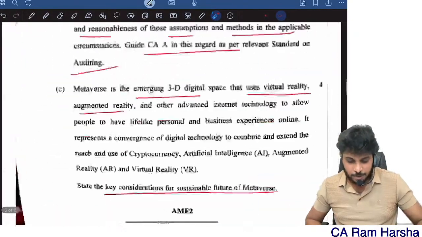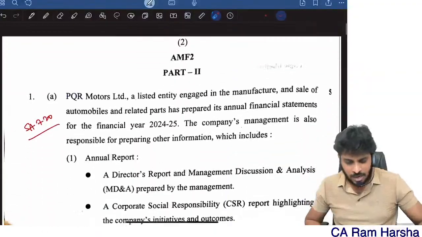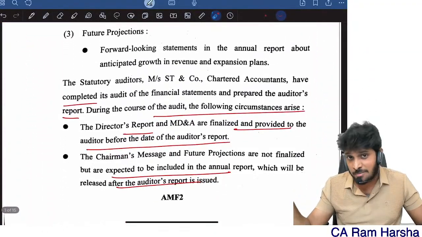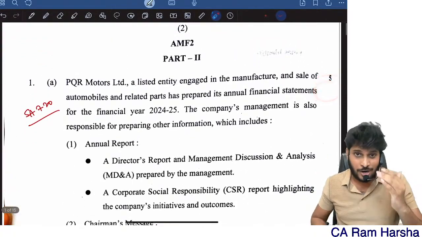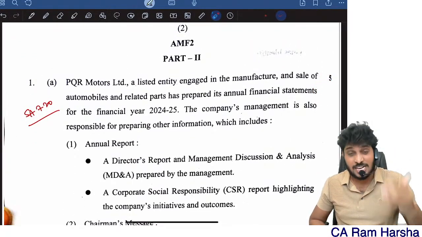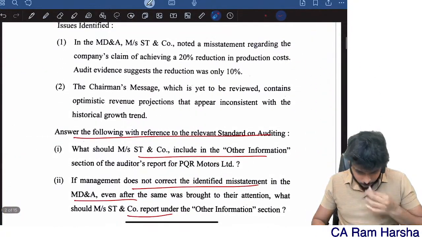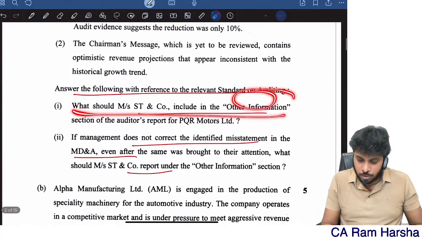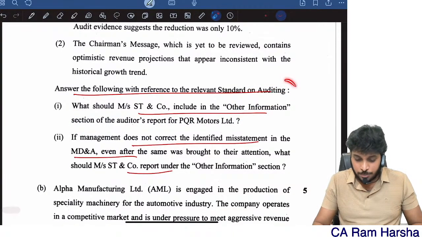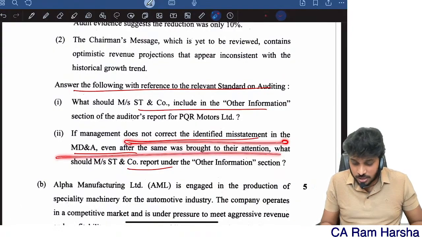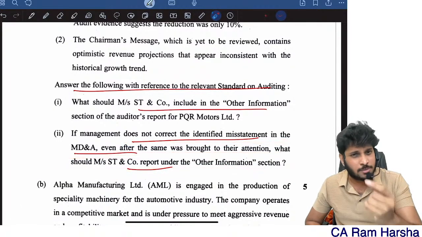Now the descriptive paper. I have given references. The first question is on the 720 standard. I already covered it in the marathon. I always tell you, the audit reporting chapter is so important. CARO was asked, 720 was asked, everything was tested. Other information: what should be included in the other information section of the audit report? Here they are asking a drafting kind of question. If management does not correct identified other information, it's a straight question, but it's not that easy.